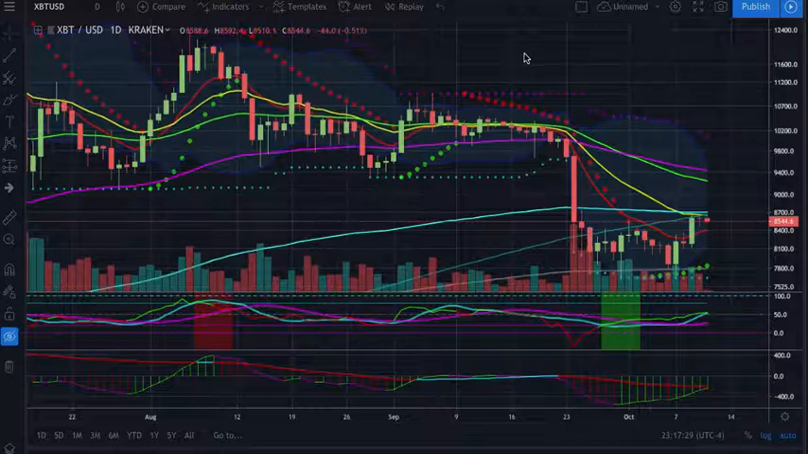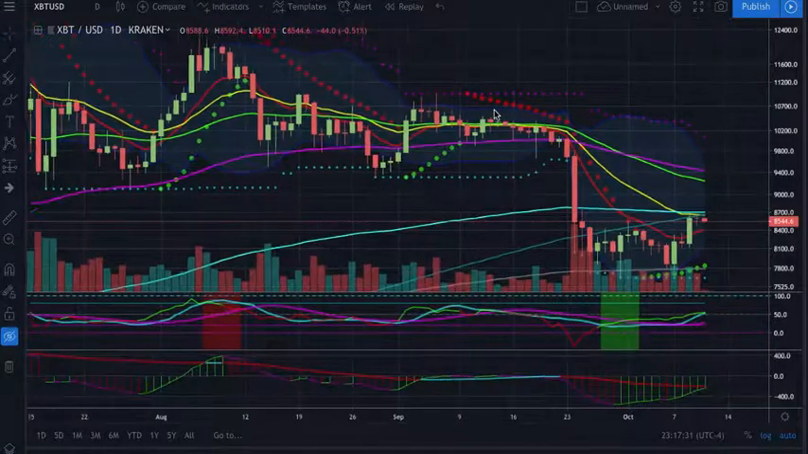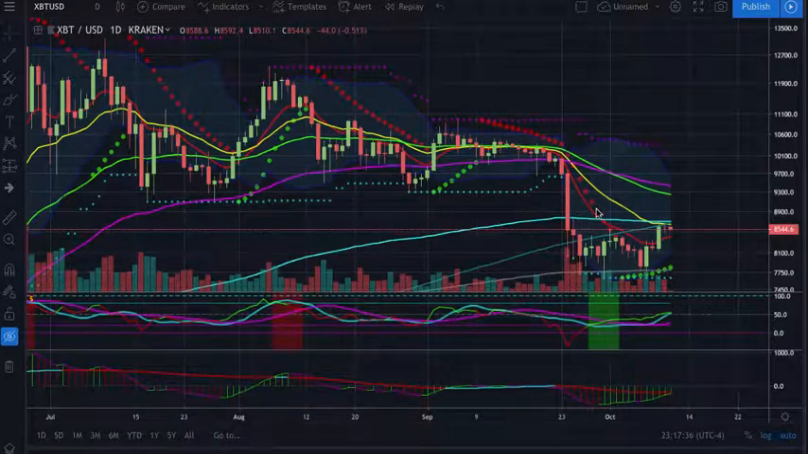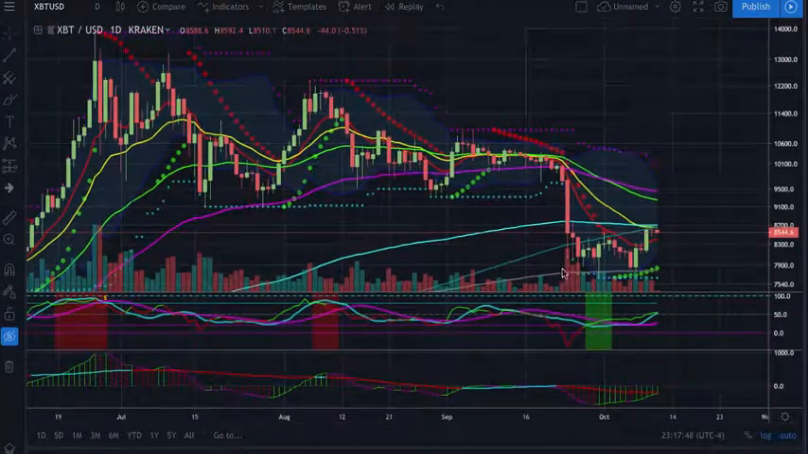Alright, so here we have the Kraken chart on the daily, and we've got a couple of moving averages pulled up here. You'll see the red is the 10, the 21 is the yellow, 50 is the green, 89 is the purple. And then we have both 200s in green, the simple and the exponential. And then we have the 377 here in gray at the bottom.